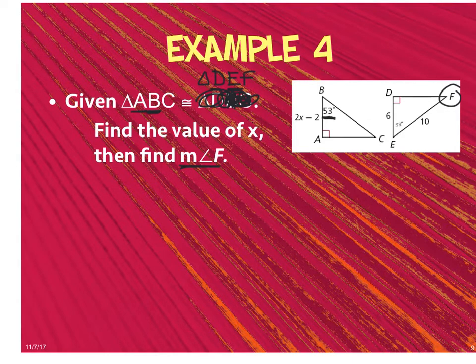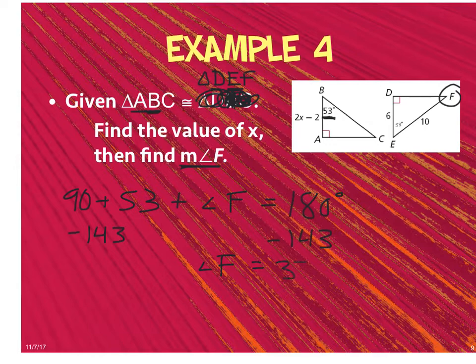So we have angle D, which is 90, plus 53, plus angle F is equal to 180 degrees. So 90 plus 53 is 143. So we subtract 143 from both sides. So we get angle F is equal to 37 degrees. So we found F. We can check that off.